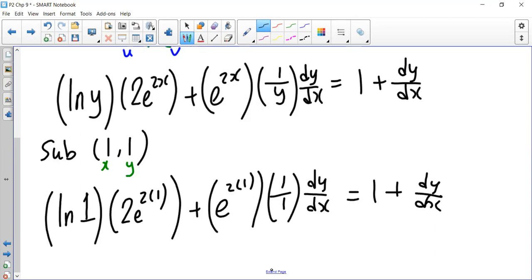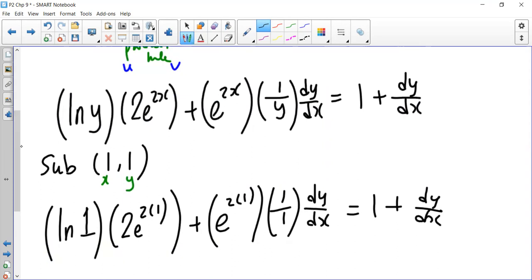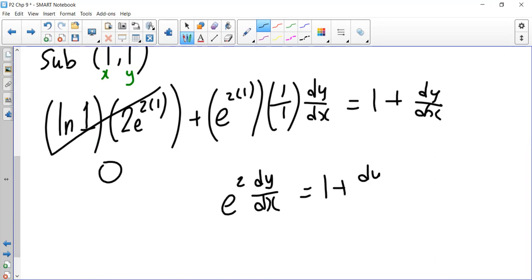Now, the reason that I didn't make dy by dx the subject is because I knew off the top of my head that ln 1 is 0. If I sub in here, I can get rid of this whole term because this becomes 0. Let me double check because I can never trust myself with mental maths. What's ln 1? ln 1 is 0. Indeed, it's 0. So I'm just left with this term in here, e squared dy by dx. Oops, I tried to draw the dot over my dy by dx, but I failed. So e squared dy by dx equals 1 plus dy by dx.